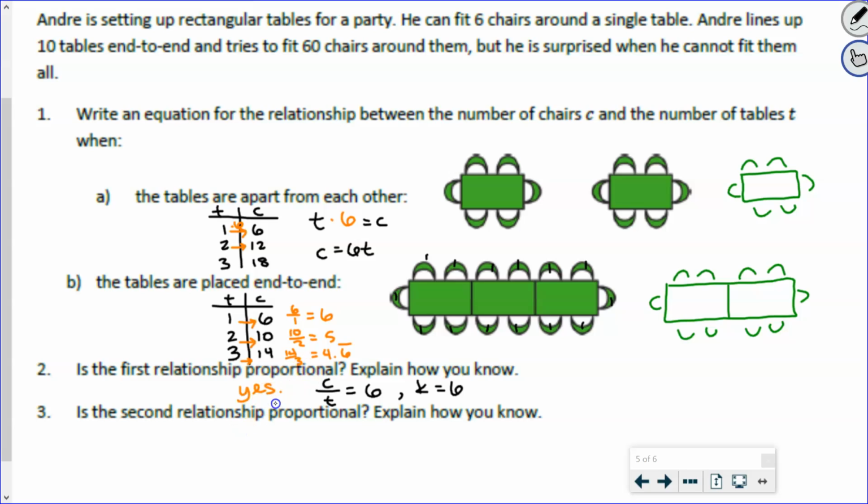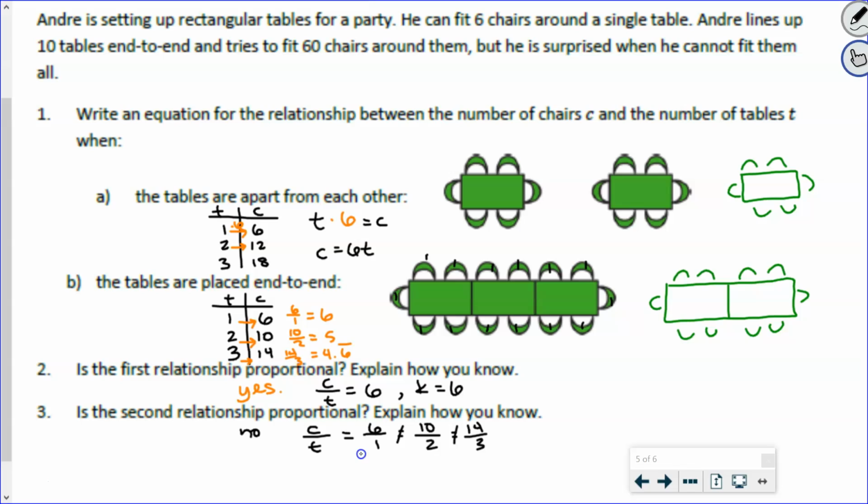Is the second relationship proportional? No, it's not, because C divided by T is equal to 6 over 1, and then it was equal to 10 over 2, and then it was equal to 14 over 3. And notice none of these are equal to each other.